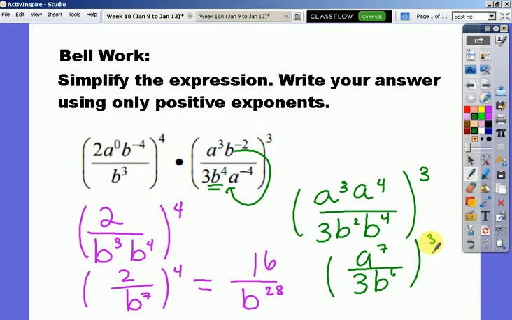A to the 21st. A to the 21st divided by what? 27 b to the 18th. So 27 b to the 18th. All right. Now I'm not done. What's the last thing I have to do?